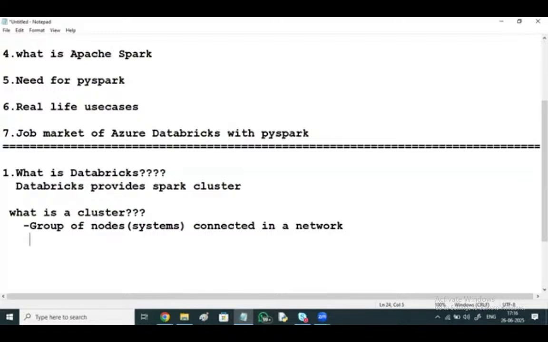Generally, there are two types of nodes. If you have a driver node and a worker node, a normal node is a worker node. Nodes means, once again, for people who are new to these systems, the first is the driver node, and the second is the worker node.